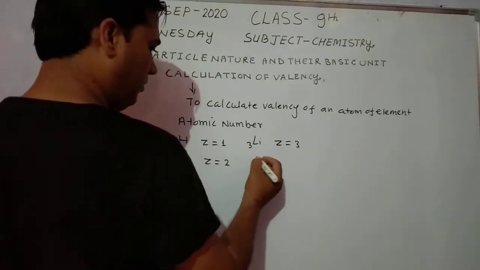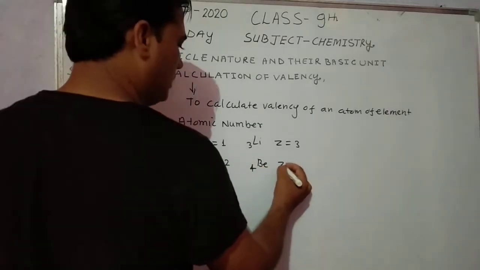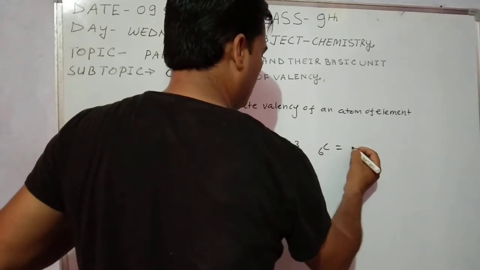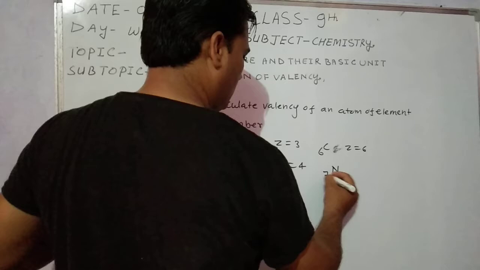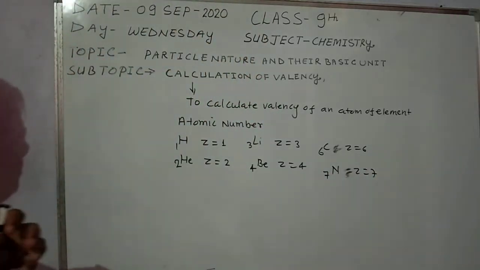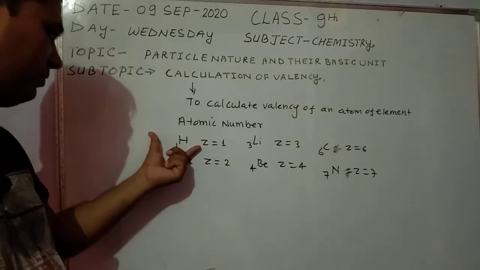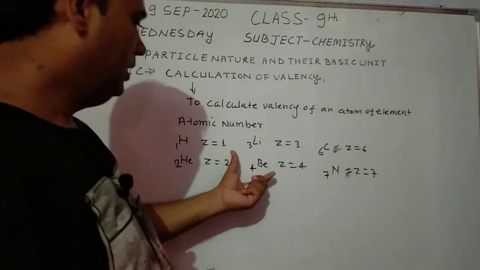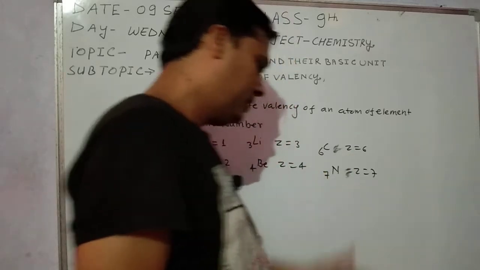What is the atomic number of beryllium? Symbol is Be and atomic number is 4, that is Z is equal to 4. What is the atomic number of carbon? That is Z is equal to 6. What is the atomic number of nitrogen? That is Z is equal to 7. The first requirement for the calculation of valency is atomic number. For example, atomic number of hydrogen is 1, helium is 2, lithium is 3, beryllium is 4, carbon is 6 and nitrogen is 7.